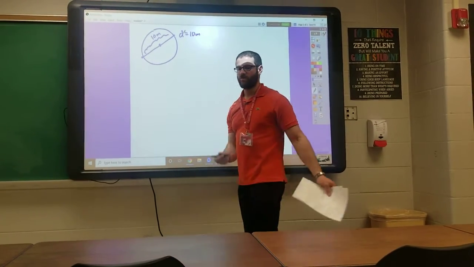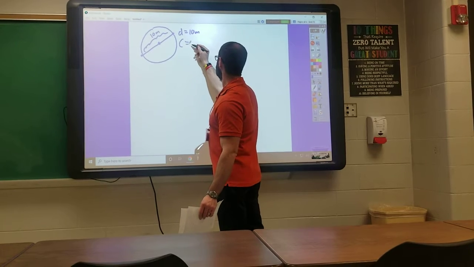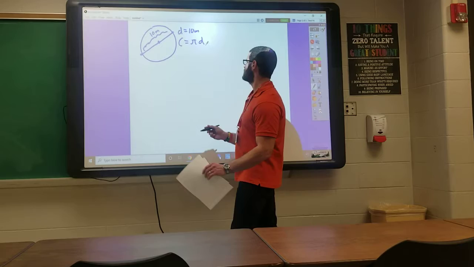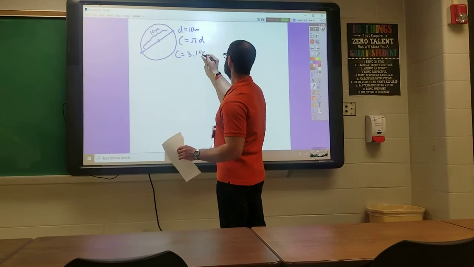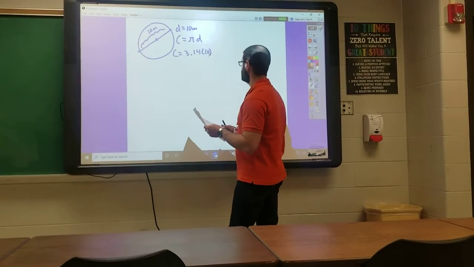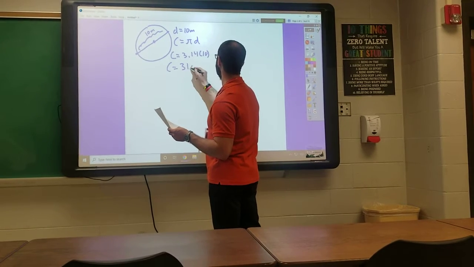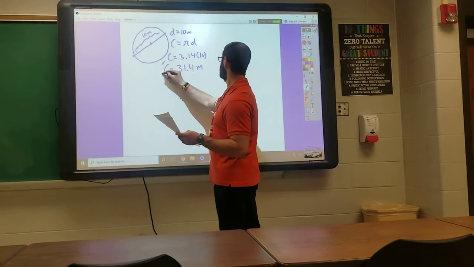What version of the formula should we use? Remember, we have that version that says circumference is equal to pi times d, pi times diameter. So circumference equals 3.14 times our diameter of 10. For this one I get a circumference of 31.4 meters. Just plain old meters, not meters squared.